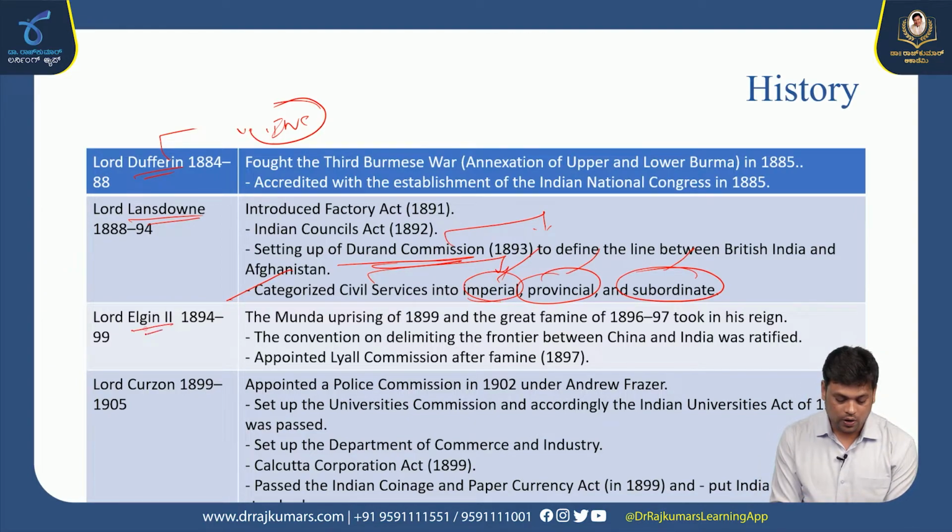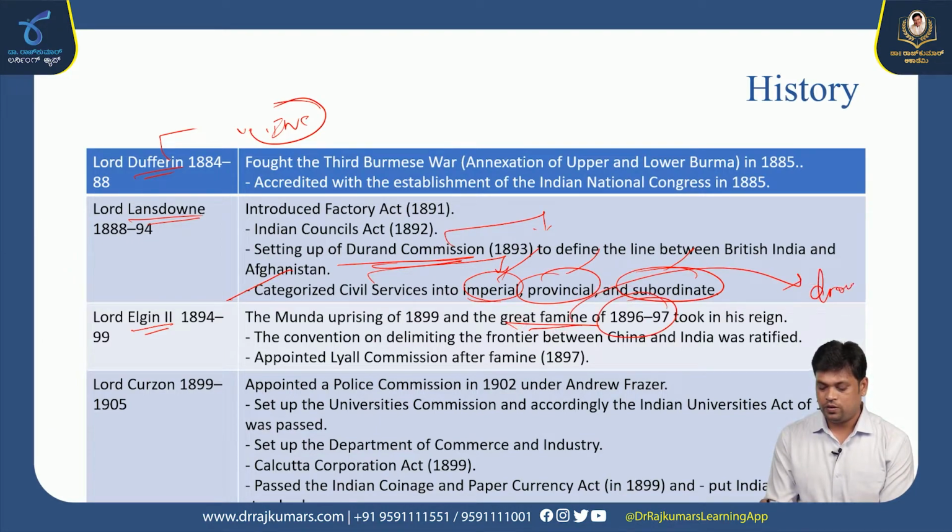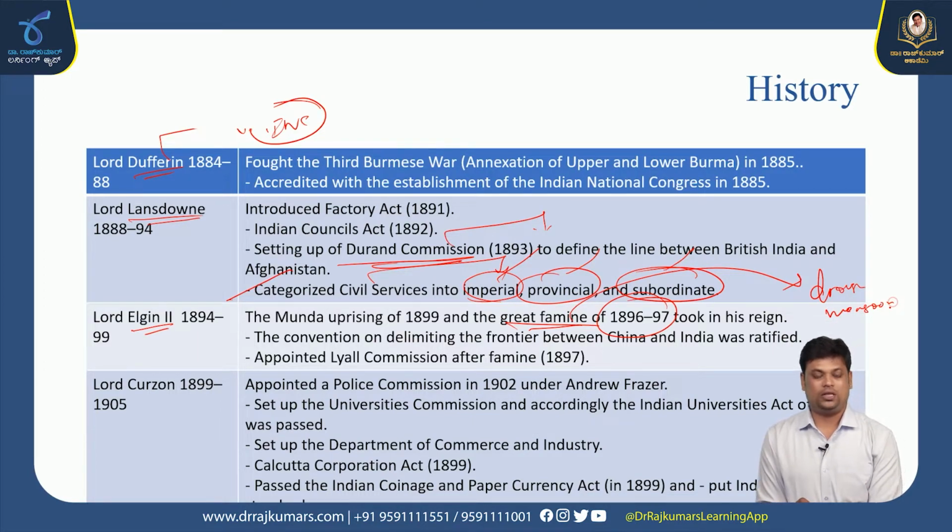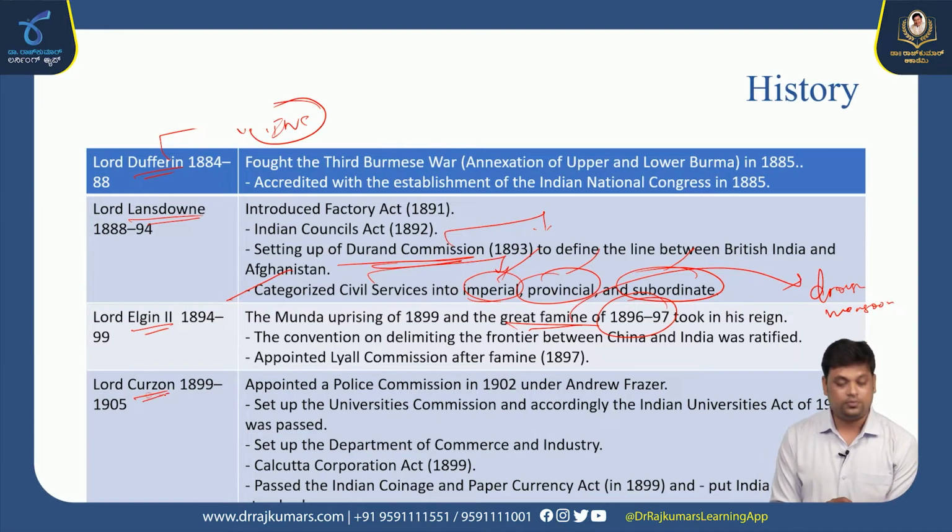Next, Lord Elgin II. The Great Famine happened in India, 1896 to 97. Famine means drought, monsoon failure, so people used to starve to death, that is called famine. Lord Curzon is also a very important personality, and he set up the Department of Commerce and Industry, and the Calcutta Corporation Act was passed with the intention of increasing the number of official members from the white people, and he passed the Indian Coinage and Paper Currency Act, which put India on a gold standard.